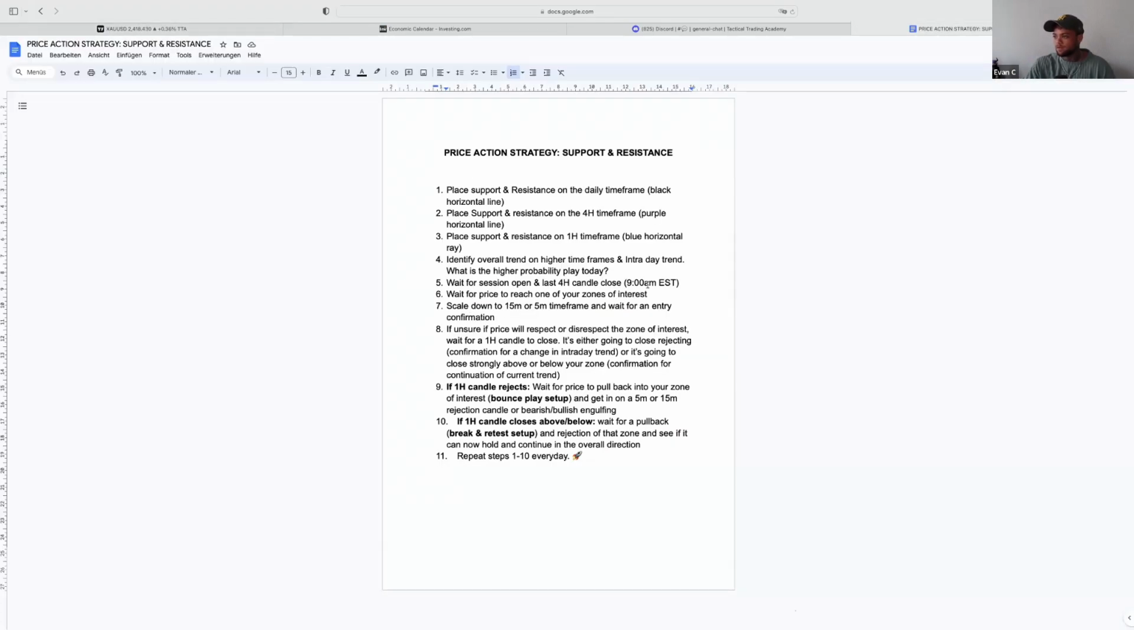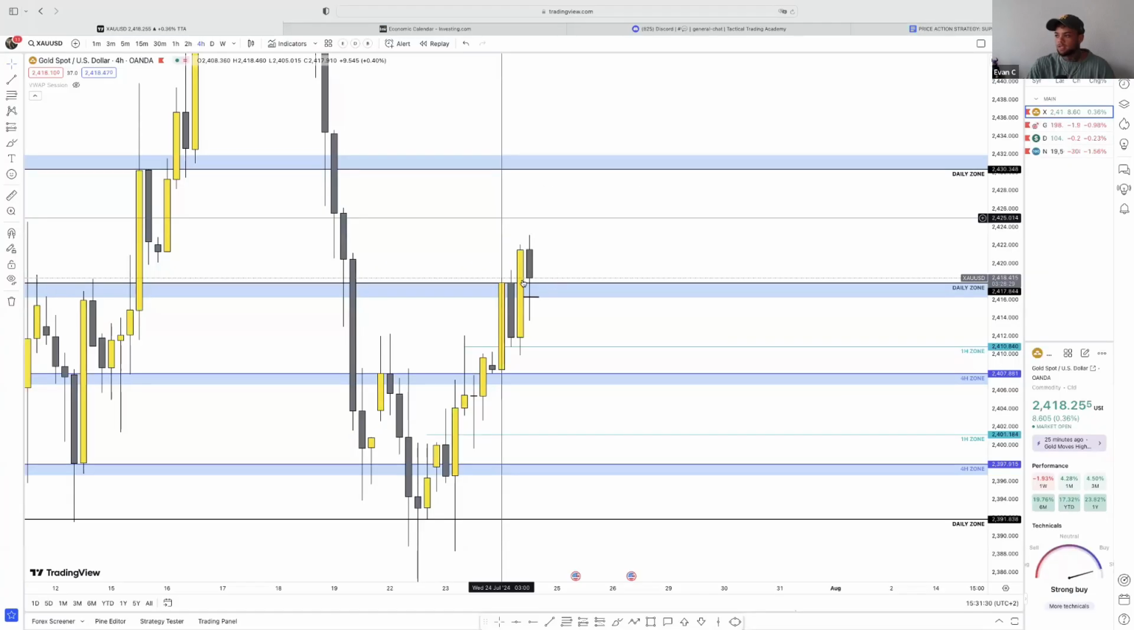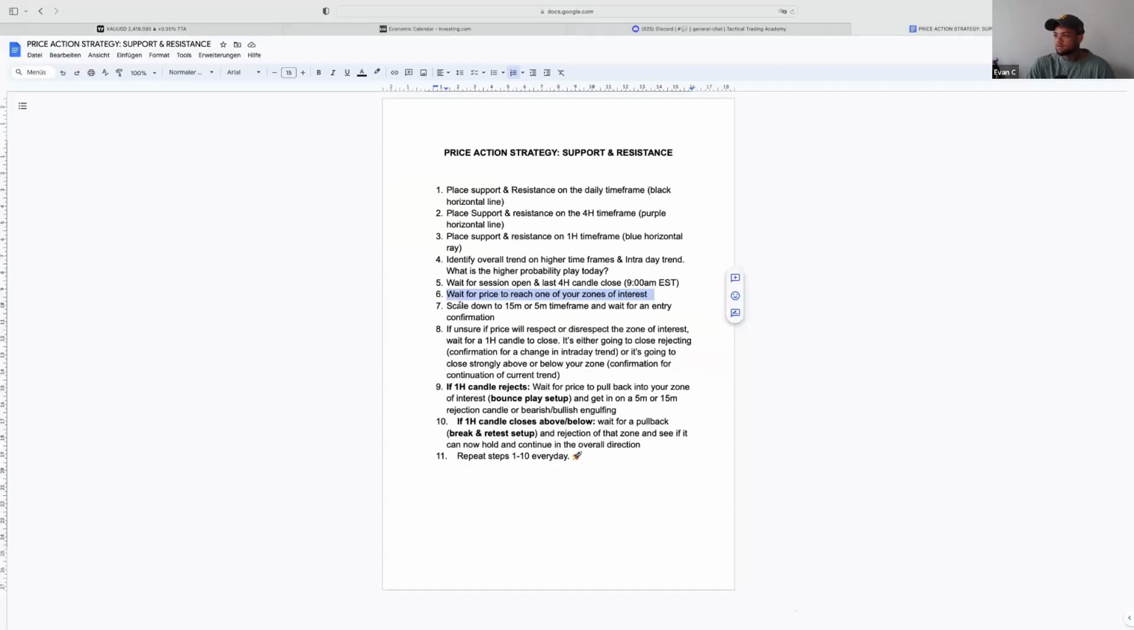Now, wait for price to reach one of your zones of interest. Currently at a zone of interest. Scale down to the 15 or 5-minute time frame and wait for an entry confirmation.